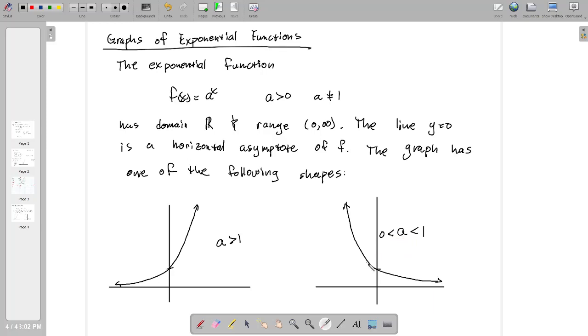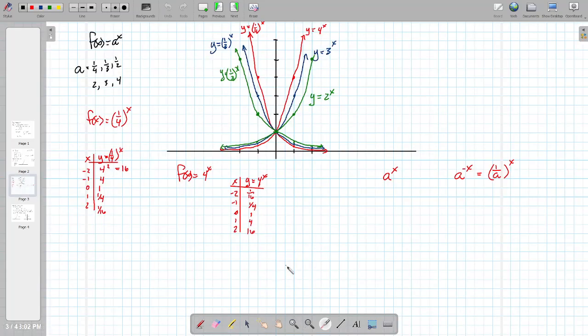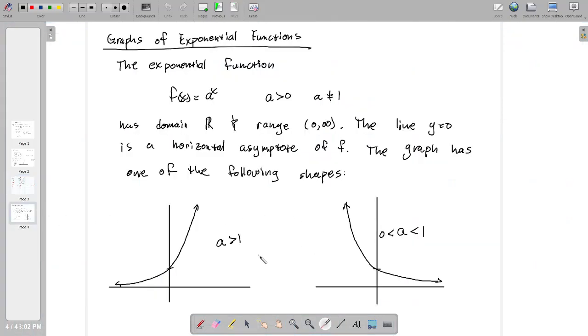But this should correlate to what we've seen prior. So if we look here, we can see that our a is less than 1, where it starts at infinity and comes down towards 0. Over here, we have a is greater than 1, where it starts towards 0 and goes up to infinity. So these shapes should be in line with that, and they are.